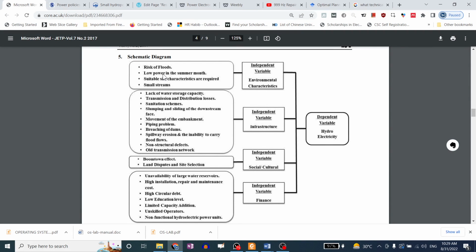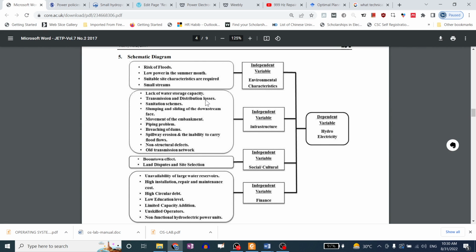Here the schematic diagram shows different issues of hydroelectricity in Pakistan. Environmental issues are the risk of floods. These days we are facing low power in the summer months, and suitable site characteristics are required, and also small streams. Infrastructural issues are lack of water storage capacity, because most of our dams don't have storage capacity.